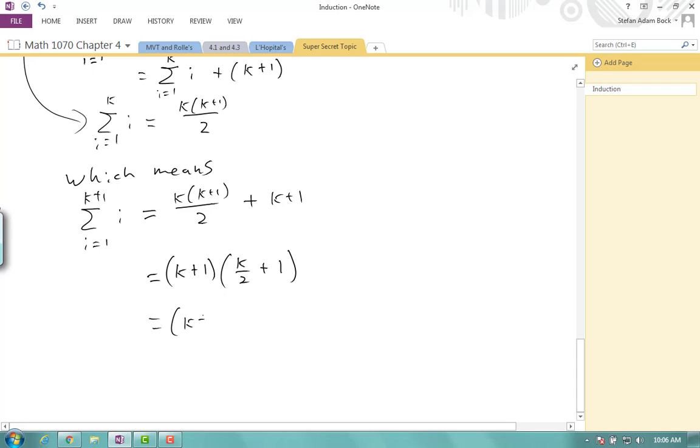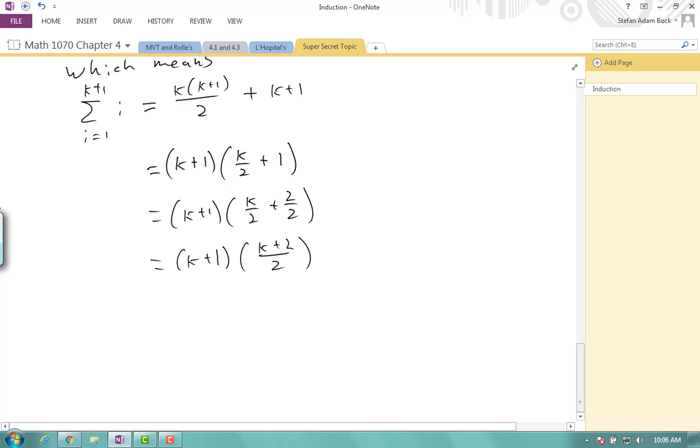Which is k plus 1 times, I can find a common denominator. I have k over 2 plus 2 over 2, which is equal to k plus 1 times k plus 2 divided by 2, or if I rewrite this as a single fraction, I have k plus 1 times k plus 2 all over 2.